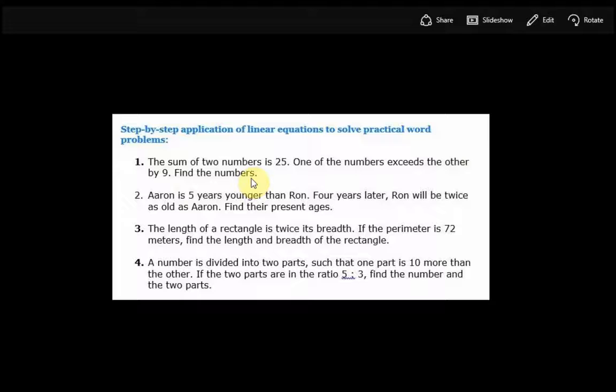Find the numbers. So we are able to identify words or phrases which represent some signs, but we missed a step-by-step application. I mean, we missed some steps of forming equations and solving. So this time I'm showing you these questions, and the other time I'll pop them up.